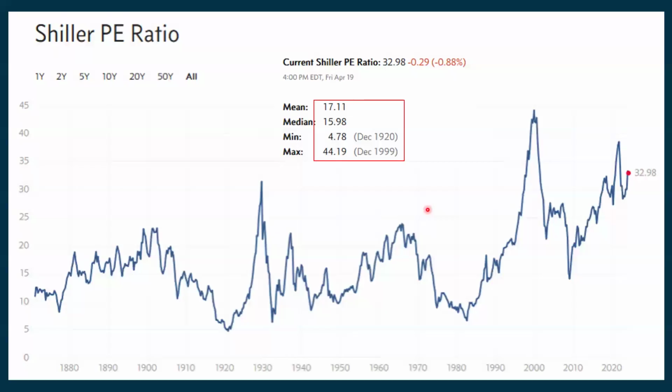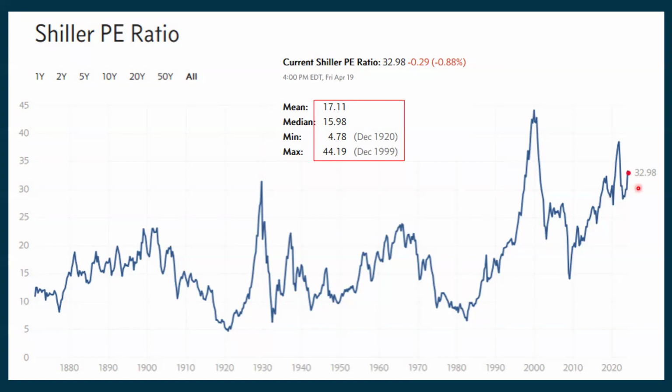Then we look at this a little different way by using the Shiller PE ratio. This is also called CAPE, C-A-P-E, or just PE 10. I've seen it that way before. This was developed by Robert Shiller, and this takes more of a smoothed approach over a period of time to come up with a valuation. Right now, we're coming in at 32.98.